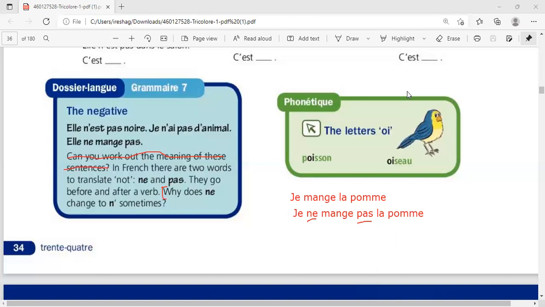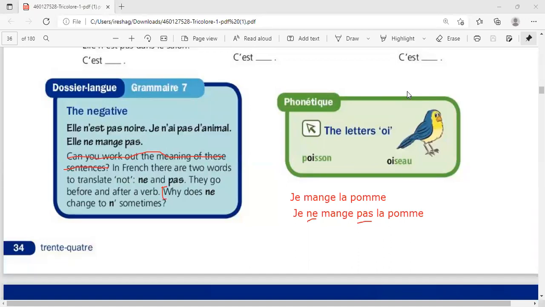So there's a question. Why does ne change to an apostrophe sometimes? Can someone give me an answer for that? Miss, the verb might start with a vowel. With a vowel or H, right? Yes, you can write down the answer. Why does ne change to n' sometimes?